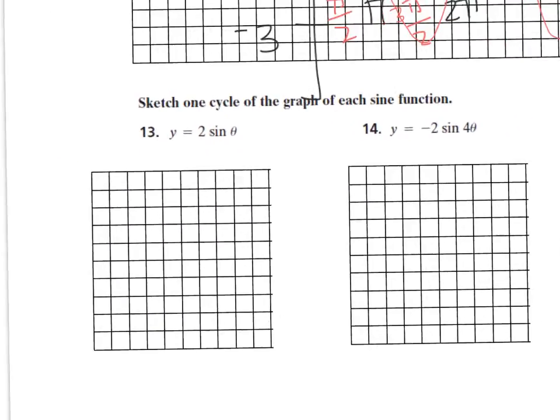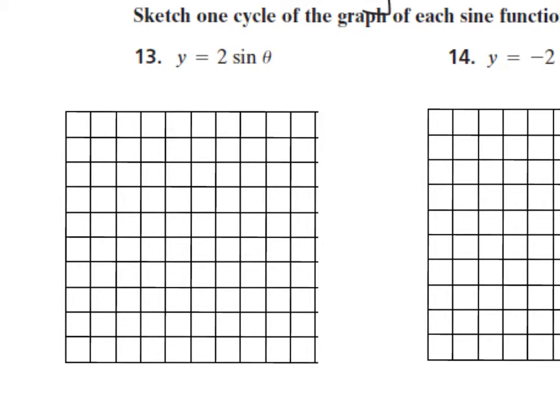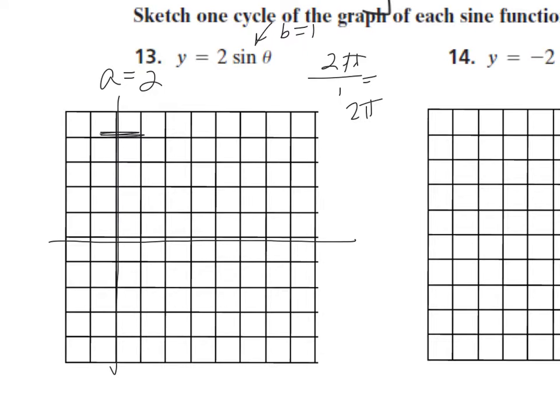So this one, whenever we want to sketch a cycle, one cycle means one period. So first I'm going to find the amplitude, which is 2, and then my b is 1. So 2 pi divided by 1 is a period. So 2 pi is a period. So I have my vertical line. This I'm going to let be 2. This be -2. So remember, you take your period, 2 pi, mark it. So I'm going to mark my 2 pi right here.